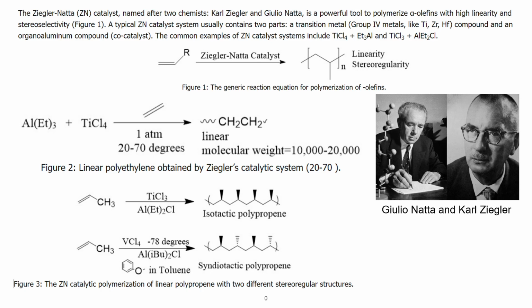This Ziegler-Natta catalyst is named after these two chemists, Carl Ziegler and Professor Natta. They developed this powerful tool to polymerize alpha olefins, mainly with high linearity.